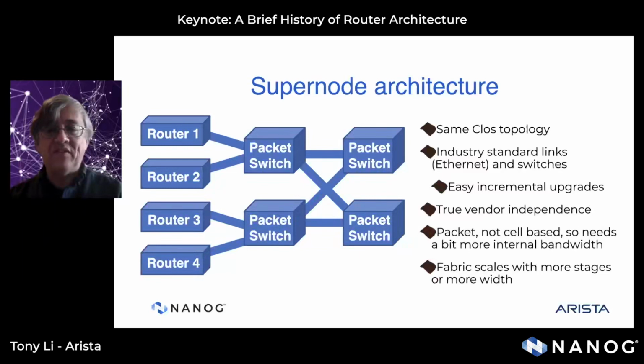We can easily do incremental upgrades. We've got very good vendor independence. We can do all of this with standard protocols. So we've got pretty good interoperability. We're packet, not cell-based, so we are going to need a little bit of extra bandwidth. Things are not going to be as smooth simply because the atomic level that we're operating at is now going to be 1500 bytes, not 53 or 64.